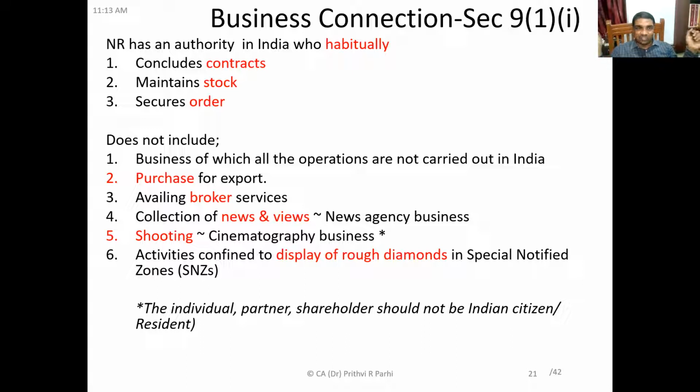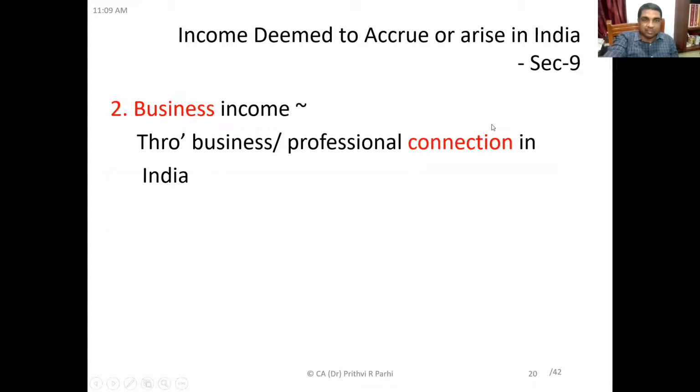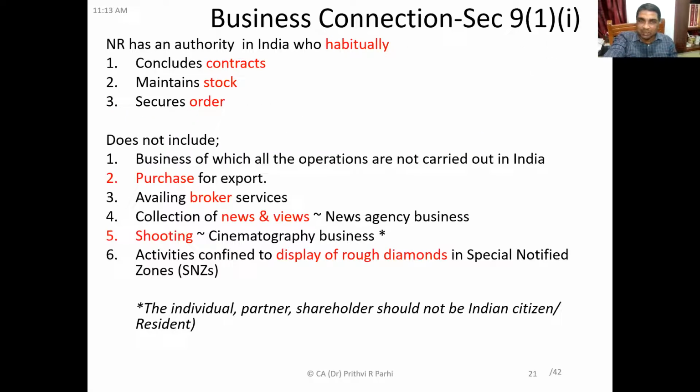So only when there is an authority in India who habitually concludes contracts, habitually, that means repeatedly, that's possible only when someone has a branch office, sales office kind of thing. Then only you can say there is a business connection. And that office maintains stock or secures orders. Then you can say there is a business connection. Is it clear to you? Yes, sir. So in case of business income, you have to check the business or professional connection. But to understand that, you have to apply the principles of law. On that basis, you have to decide.